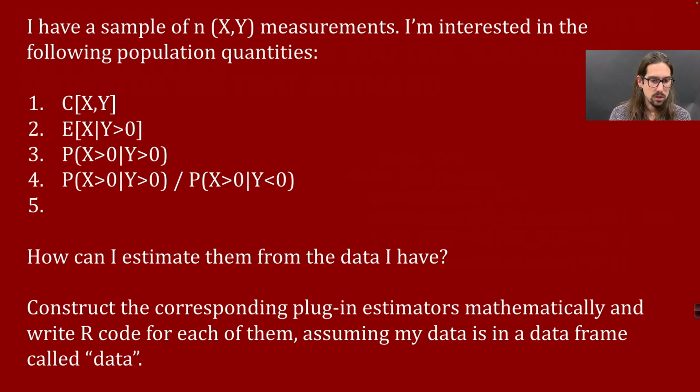Okay, so let's have a look at these. Let's say I have a sample of n xy measurements, and I'm interested in the following population quantities. How can I estimate them from the data I have? So I want to construct the plug-in estimators mathematically. Write out the formula that corresponds to the plug-in estimator, and also write R code for each of them, assuming that my data is in a data frame called data. So let's start with the first one. Sorry, I have 5 here, but there's only 4. So scratch that out.